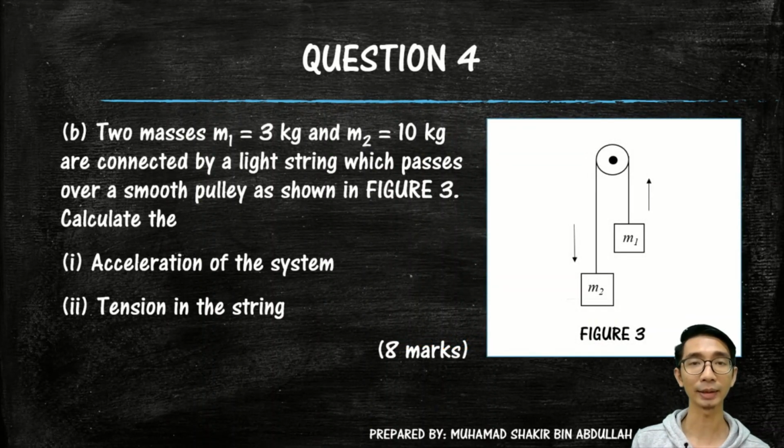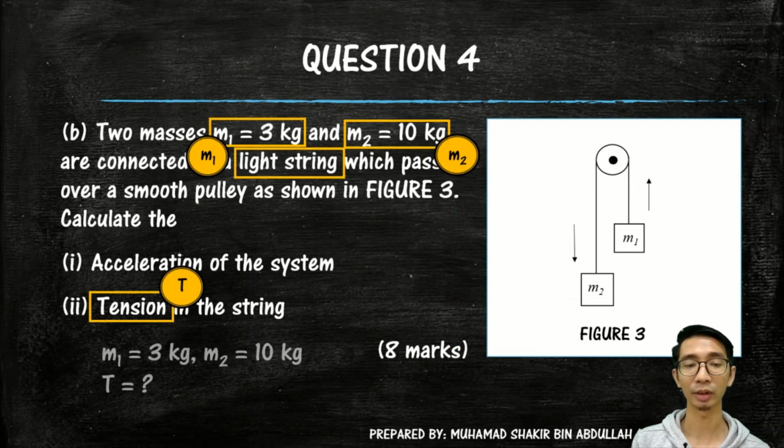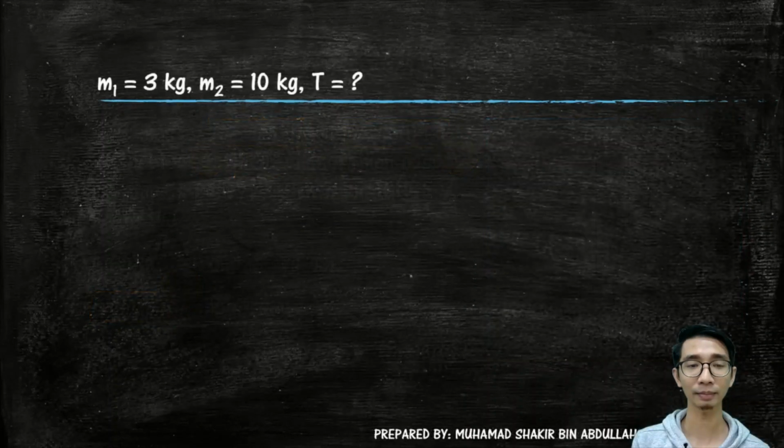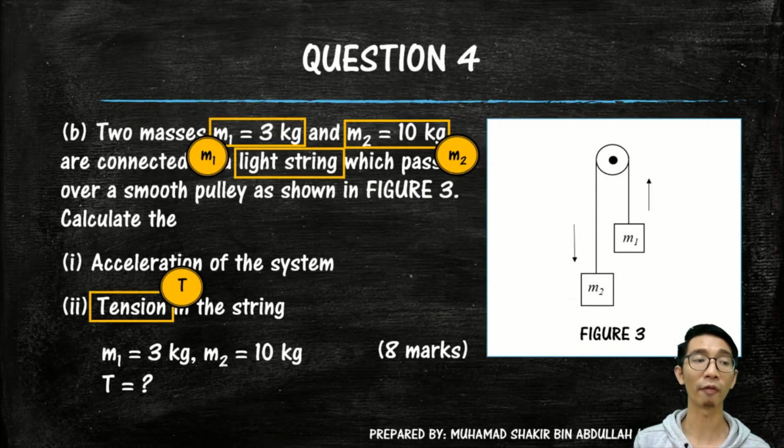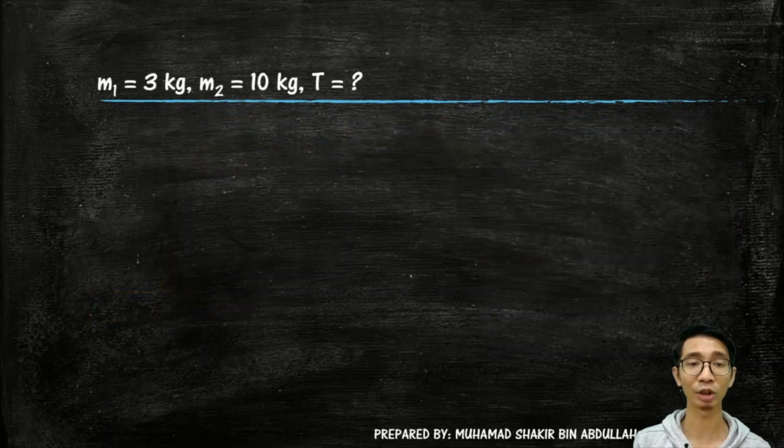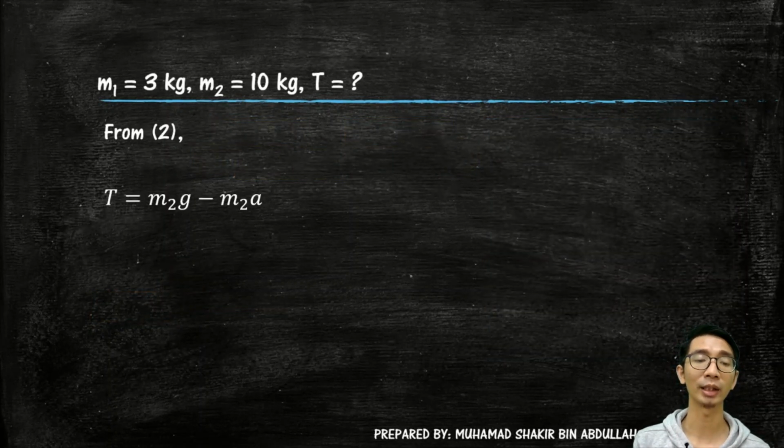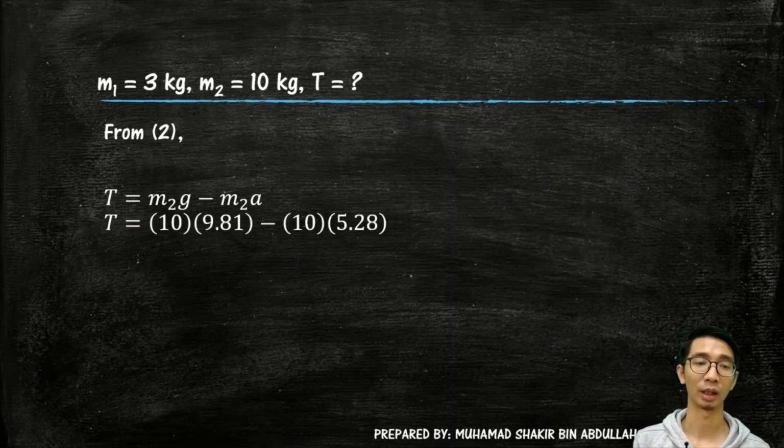Okay, second part, tension in the string. Tension in the string, we still have the same information. If we want to calculate our tension, the tension on both masses is equal, because we are using the same string, so that means the tension on both M1 and M2 is equal. So it's up to you, you can choose either equation 1 or equation 2. In this case, I'm choosing equation 2. So T equals M2G minus M2A. Substitute everything, I have 45.3 newtons.